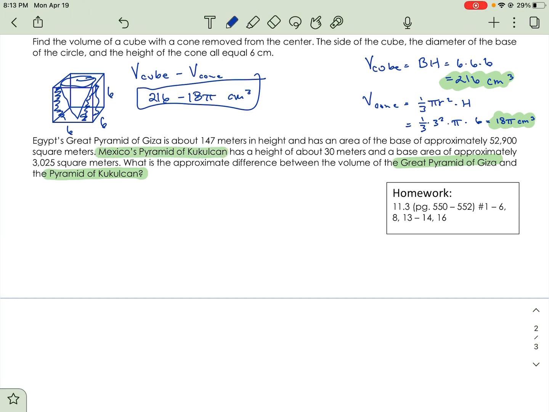So all you would do is find the volume of the pyramid in Egypt, and then find the volume of the pyramid in Mexico, and you would take the bigger one minus the smaller one and find the difference. So go ahead and take a look at your homework. If you have any questions, make sure you email me, message me on Remind, or ask the next day in class.